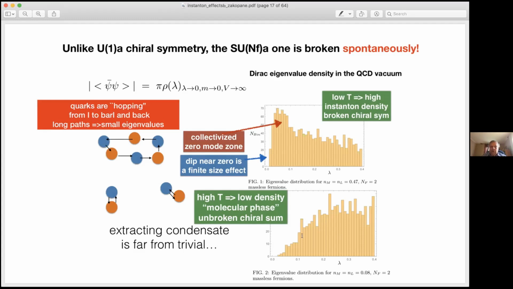Now, if the density of instantons is small, this type dominates. There are neutral molecules. The Dirac spectrum of eigenvalues looks like this. They don't have small eigenvalues. However, if the density is large, then long paths become possible. And if these paths become very long, you start getting very small Dirac eigenvalues. So this is how it looks in the measurement. There is this dip, which is a finite size effect. In the infinite volume limit, it goes like this. So the chirally broken phase is when quarks are allowed to go to infinite distances, so to say. And this is what the quark condensate is. It consists of these states with very small lambda, or paths with very large length.